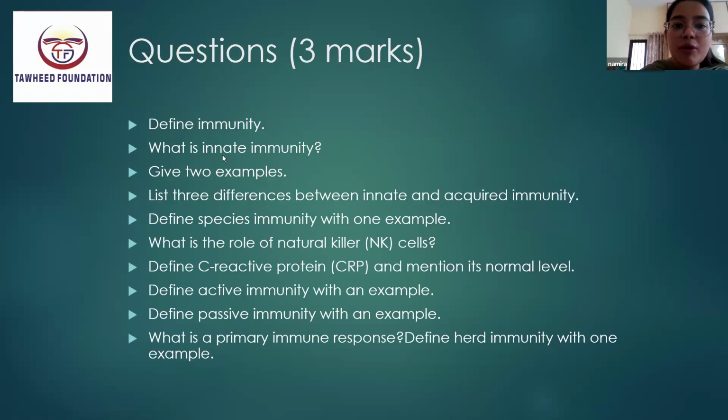So these are the 10 important questions for 3 marks, which are very basic. First, define immunity. Second, what is innate immunity? Third, give 2 examples of each. Fourth, list 3 differences between innate and acquired immunity. Define species immunity with 1 example. What is the role of natural killer NK cells and dendritic cells? Define C-reactive protein, CRP, and mention its normal level. Define active immunity with an example. Define passive immunity with an example. What is primary immune response? Define herd immunity with 1 example.